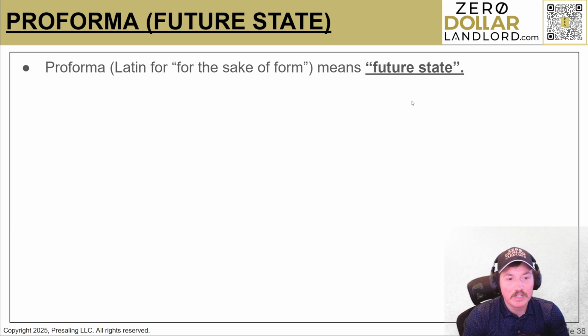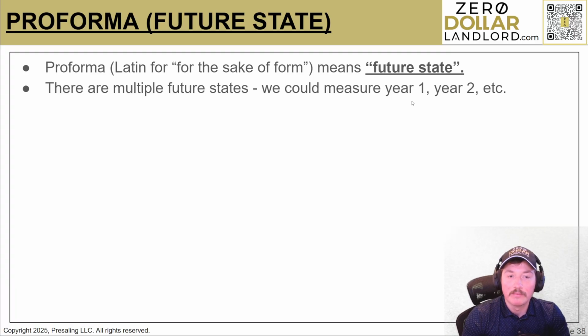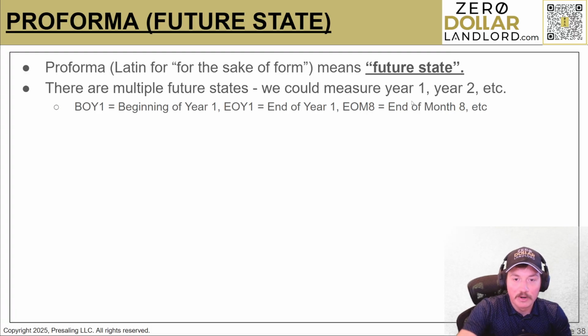All right. So now we're going to talk about different scenarios in the future. Pro forma is the typical term that you'll see out there, and that's Latin for sake of form. Why that means future state, no idea, but it means future state, right? And I use it in terms of scenarios. There's multiple possible future states you could have. So you could have year 1, year 2, etc. And I use the terminology like this. This is pretty standard if you ever see it on a financial sheet.